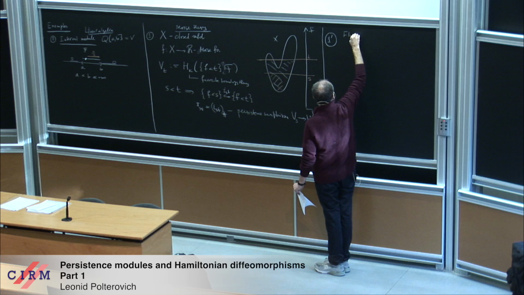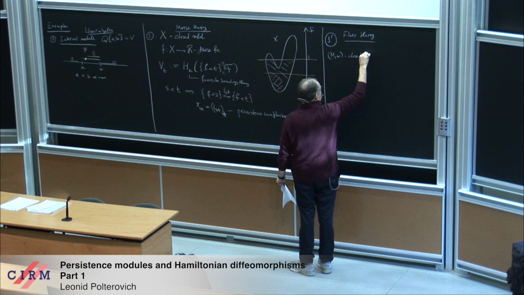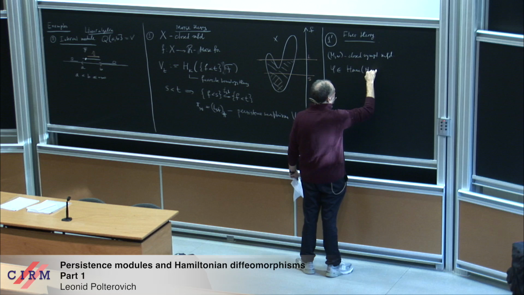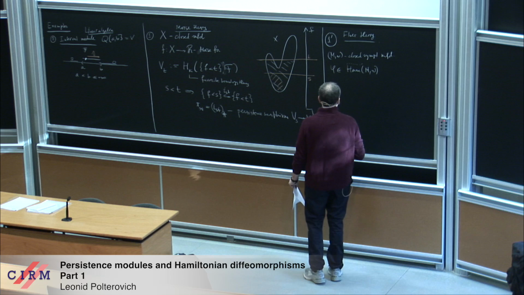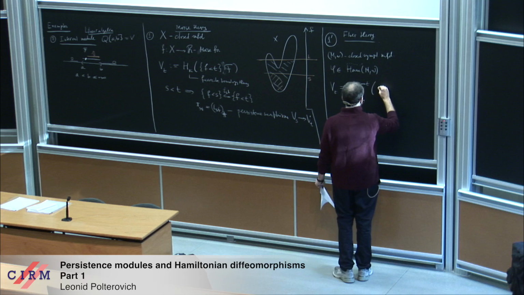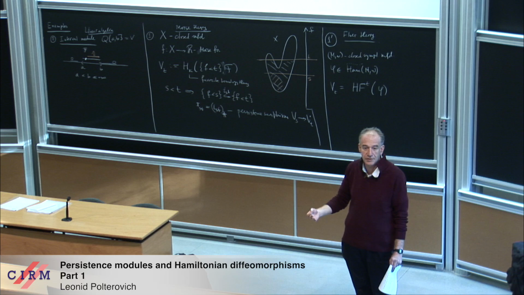Okay, so assume that (M, omega) is a closed symplectic manifold. So phi belongs to the group of Hamiltonian diffeomorphisms of omega. If you wish to be really pedantic, go to the universal cover, but it's not actually so important. And then we will denote VT to be just filtered Floer homology of phi. Okay, let's say in contractible class, so with certain modifications, you can work also with non-contractible classes.